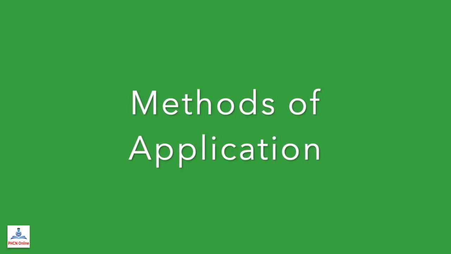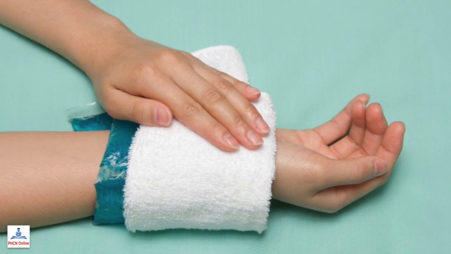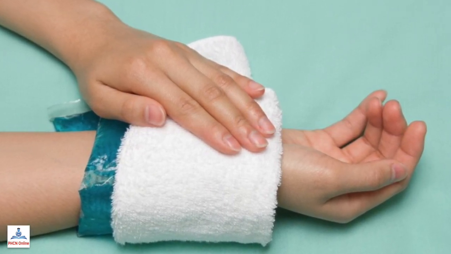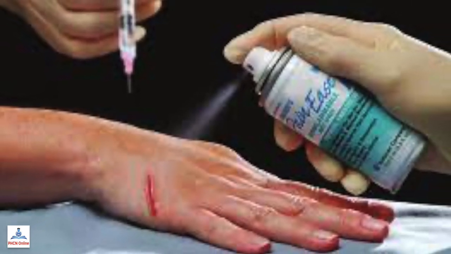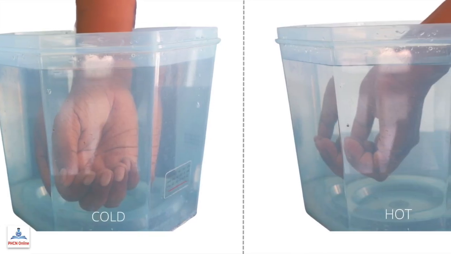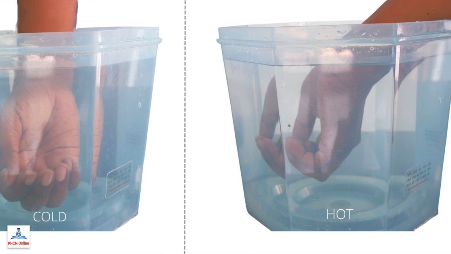Methods of application. Cryotherapy may be applied using a variety of materials including cold or ice packs, ice cups, controlled cold compression units, vapocoolant sprays, frozen towels, ice water immersion, and contrast baths. Let's take a look at these types of cryotherapy.